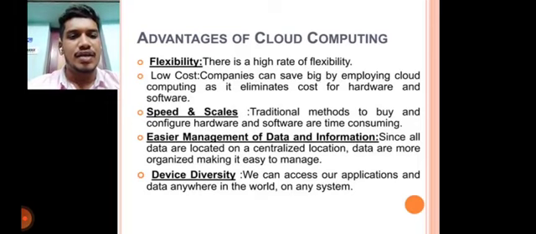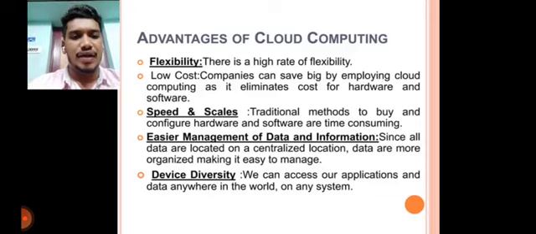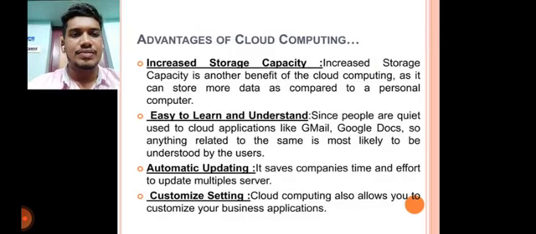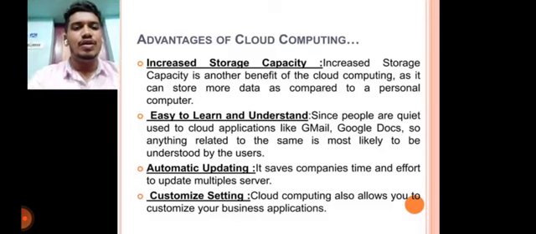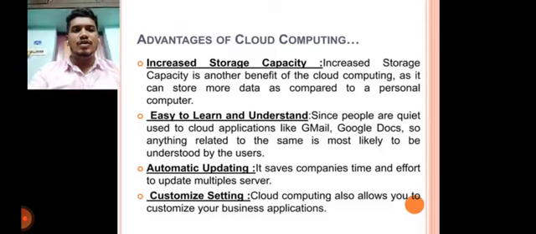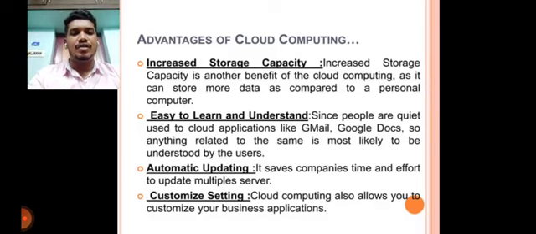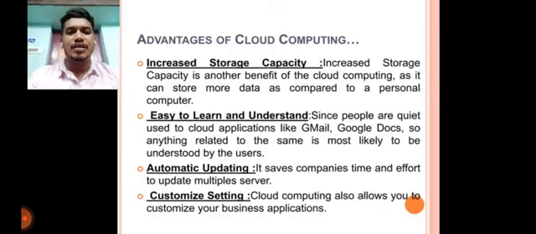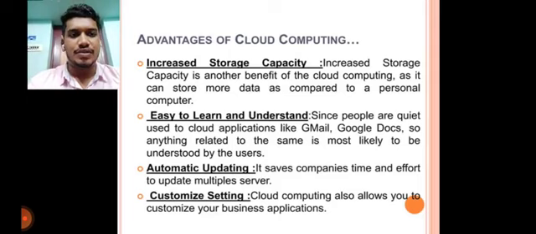Ease of management of data and information: since all the data are located in a centralized location, data are more organized, making it easy to manage. Next, device diversity: we can access our applications and data anywhere in the world on any system. Another advantage is increased storage capacity. Another one is easy to learn and understand. Another one is automatic updating. And another one is customized settings. These are the advantages of cloud computing.